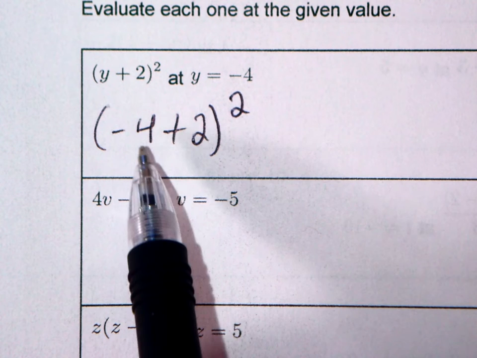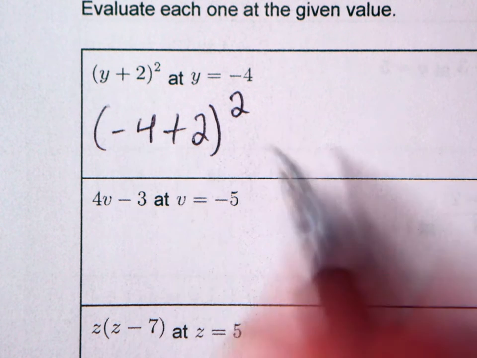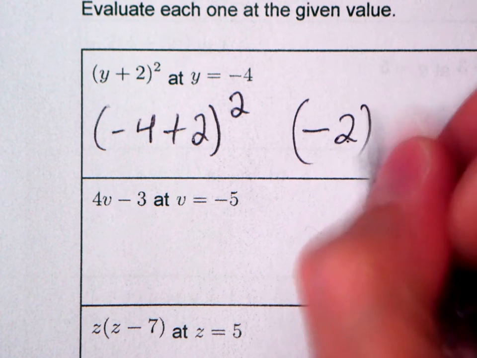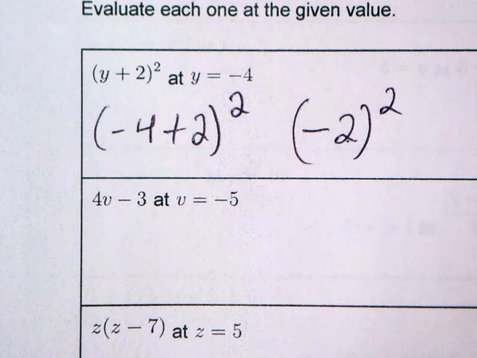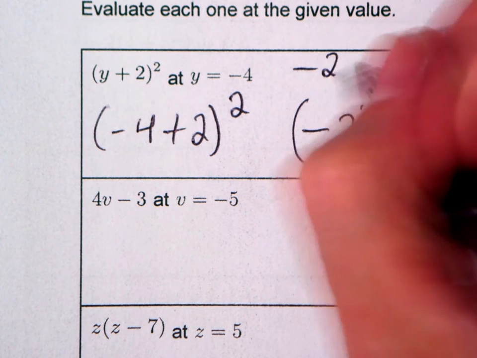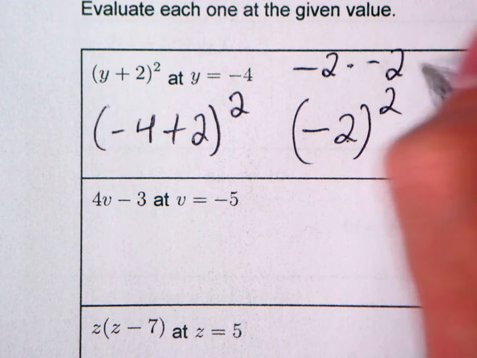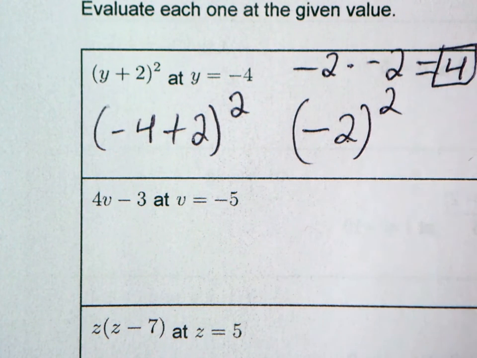If we take negative 4 plus 2, we get negative 2. And then we square it. Negative 2 squared is the same thing as negative 2 multiplied by negative 2, which turns out to be a positive 4.